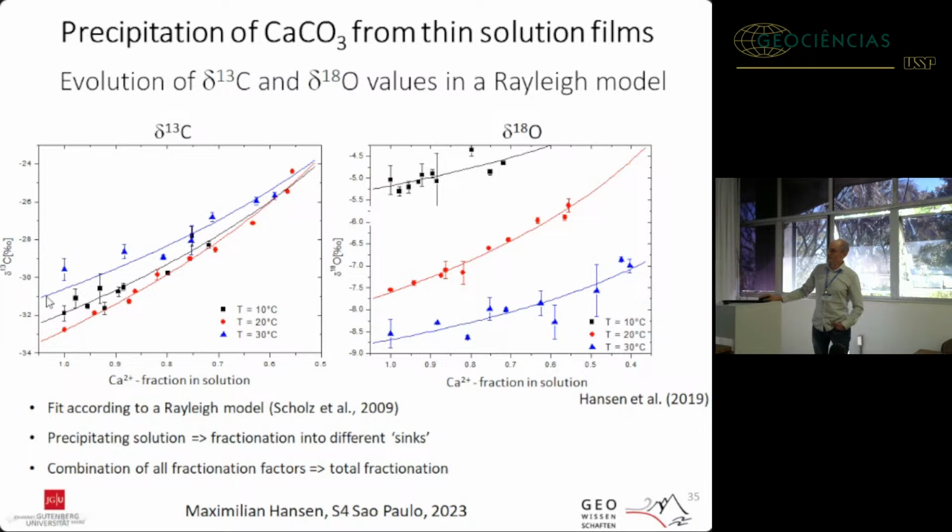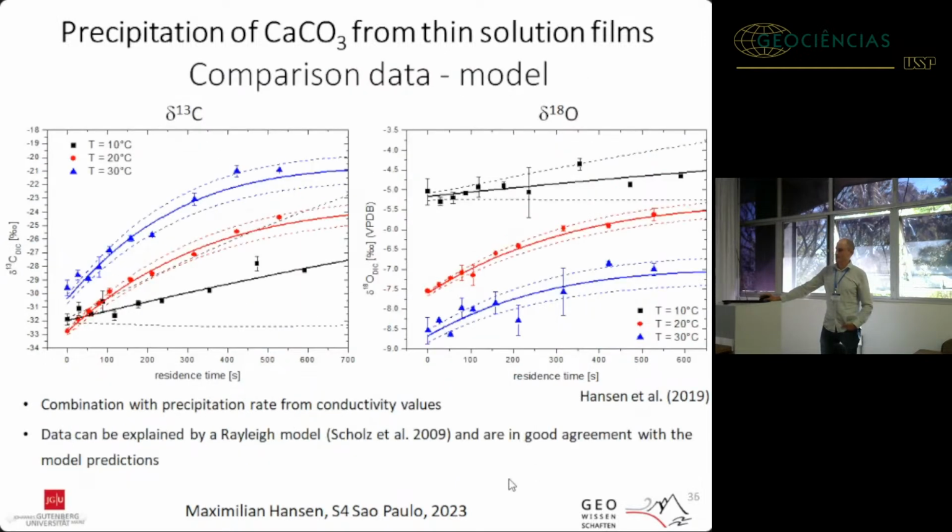And alongside you have the isotope fractionation for both isotope systems. And then you can perform a fit to a Rayleigh model, which was published by Dennis Scholz. This fit would give you the total fractionation, the combination of the equation I showed you before. So the DIC is fractionated into the calcium carbonate and into the CO2. And then you can take this total fractionation factor to test if the Rayleigh model is suitable to describe what we observed in the experiments. And this is what we did over here.